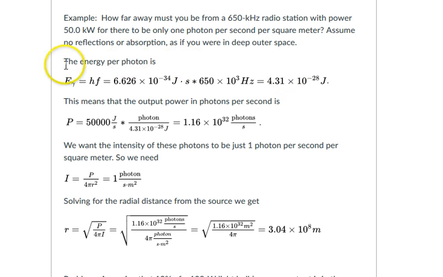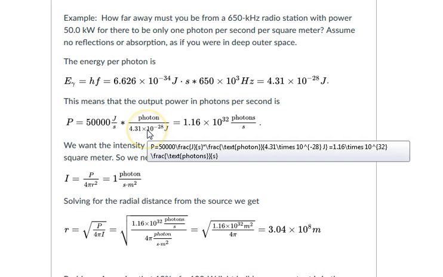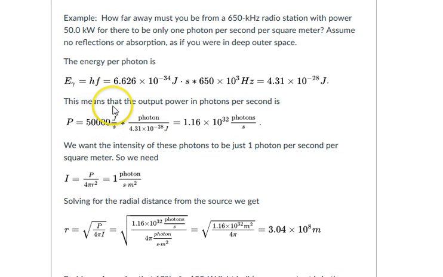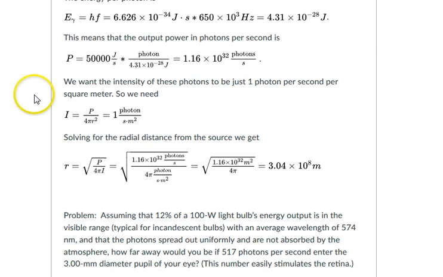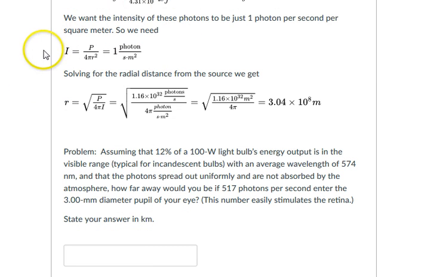All right, so we calculate how much energy is in a single photon: 4.31 times 10 to the minus 28 joules. And then we say there's one photon per that much energy. We know our power is 5,000 joules per second. A photon per that much energy is really 1, and we're multiplying by 1 to convert the joules per second to photons per second. This gives us how many photons per second we have in this example. The last piece we're going to need from this is the intensity, which is power divided by 4 pi r squared.